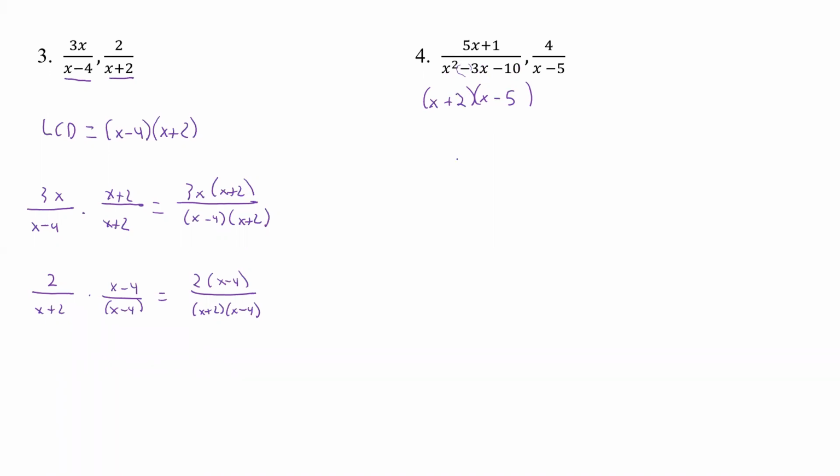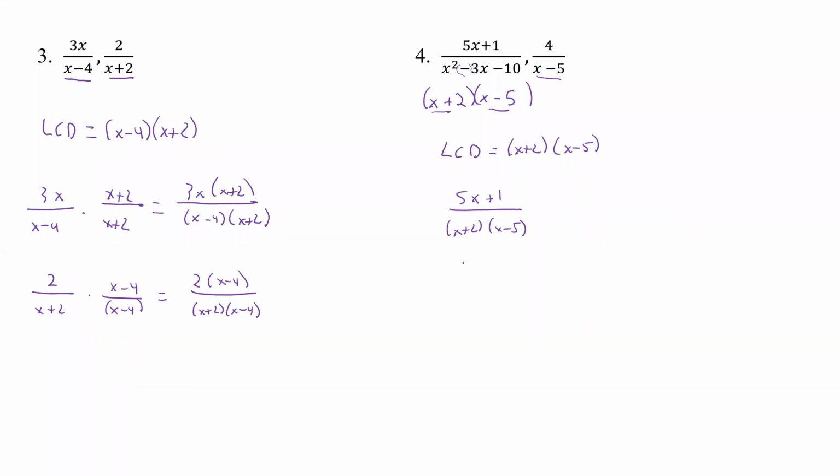And so now we've got an LCD easily visible here, and it's going to be x plus 2 times x minus 5, because we have x minus 5 in both, and then we also have an x plus 2 here. So if we rewrite the first one with our LCD, well, guess what? It's already written with the LCD. It's just 5x plus 1 over x plus 2 times x minus 5. So that one's done. We don't have to do anything because its denominator was already the LCD.